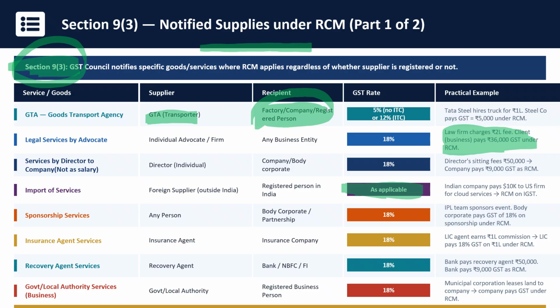See why? Because in these situations, like the transport agencies, legal professionals, import of services and directors, we can't find these people to collect a charge for the government. So for the government, it would involve a lot of work. Instead, they introduced this mechanism to take GST on these services through the recipient. Anyway, the recipient will get the input tax credit on these taxes if it is an eligible input credit. So this is one list.